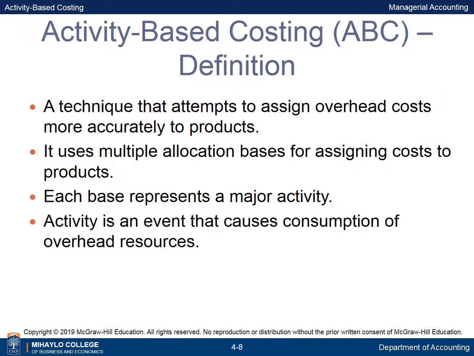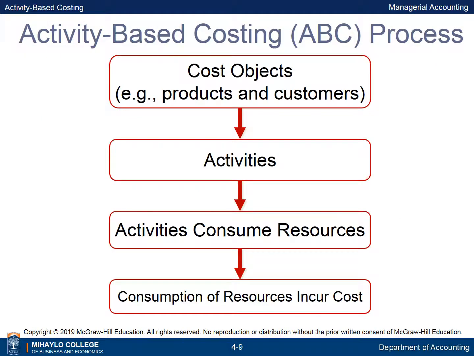Activity-based costing is a technique that uses numerous allocation bases in an attempt to assign overhead costs more accurately to products than the plant-wide or departmental approaches discussed thus far. The basic idea of ABC is as follows. A customer order triggers a number of activities. Performing the activities consumes resources. The consumption of resources incurs costs.